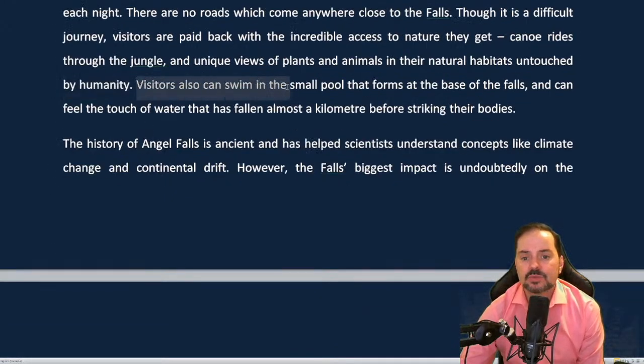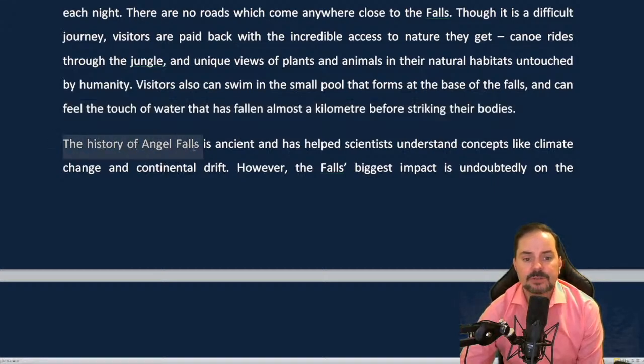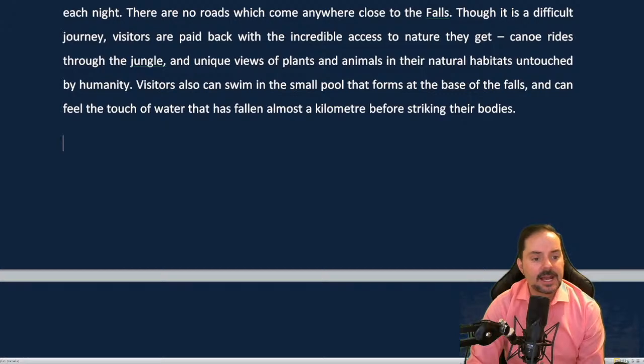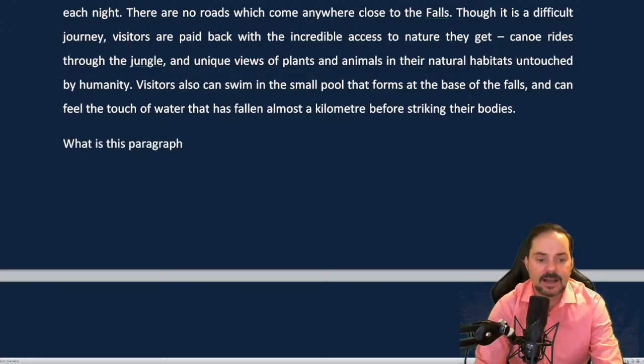Visitors also can swim in the small pool that forms at the base of the falls and can feel the touch of the water that has fallen almost a kilometer before striking their bodies. The history of Angel Falls is ancient and has helped scientists understand concepts. Oh, that's the next paragraph. So we need to stop here and ask, what is this paragraph about? So what is this paragraph about?